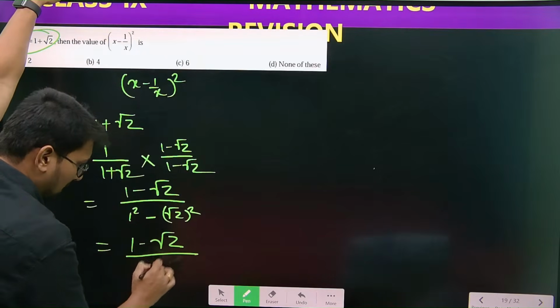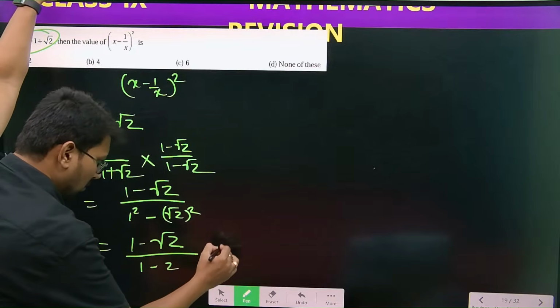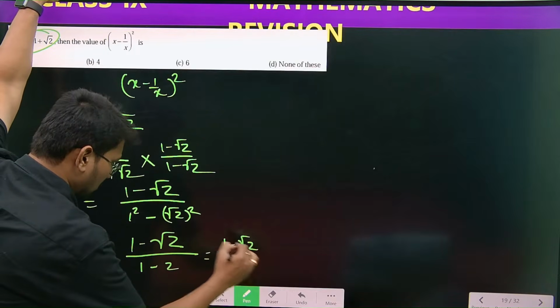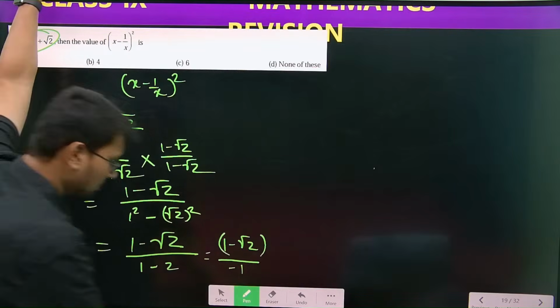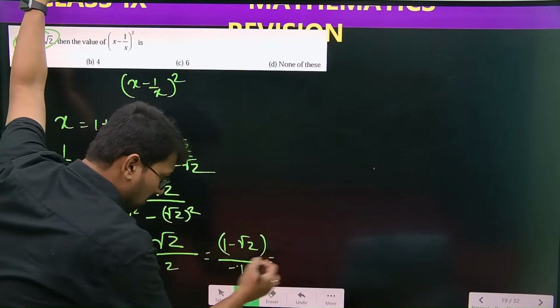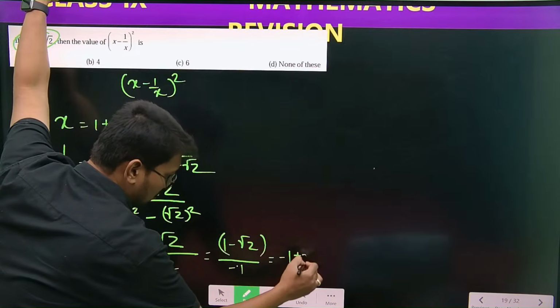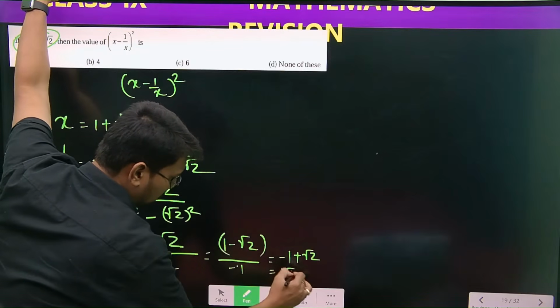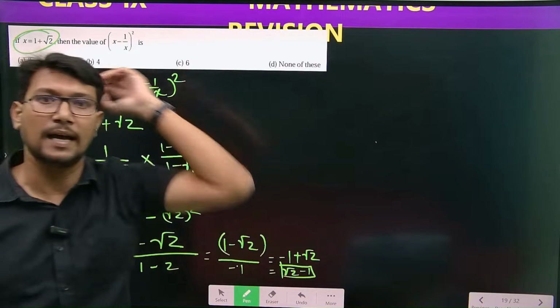तो you know 1 minus root 2 square क्या है? 2. So therefore the value is 1 minus root 2 divided by minus 1. That is how much? Minus 1 into minus 1 by minus 1. Minus 1 plus root 2. So therefore it will become root 2 minus 1 is the answer.